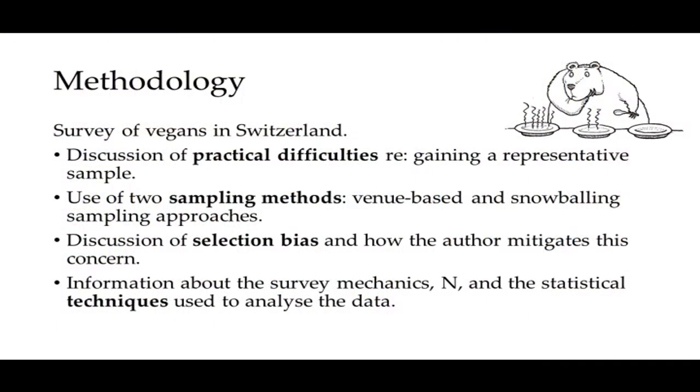For example, the veganism dissertation would describe the survey you're using to investigate the research questions. You'd want to discuss practical difficulties involved in gaining a representative sample, the various sampling methods employed, and how you mitigate against the possibility of selection bias. You'll want to describe how the survey was conducted, the N, and the statistical techniques used to analyse the data.